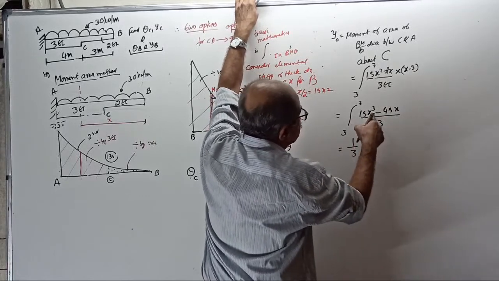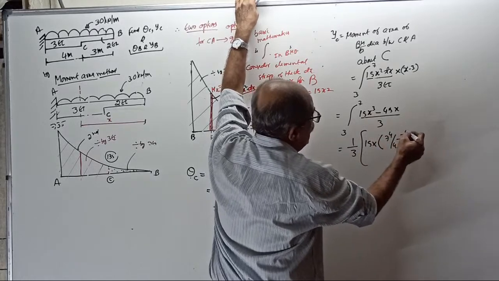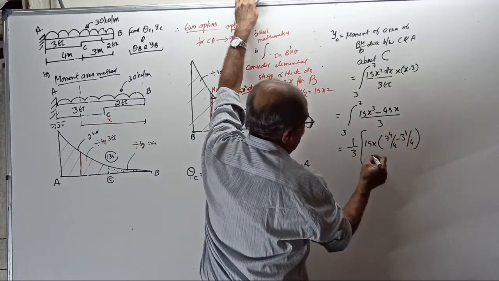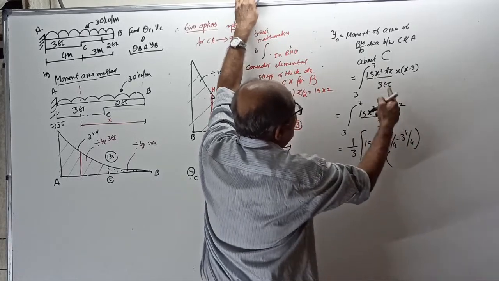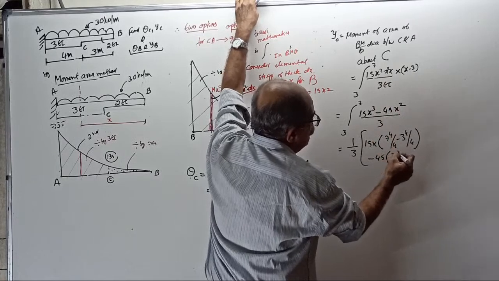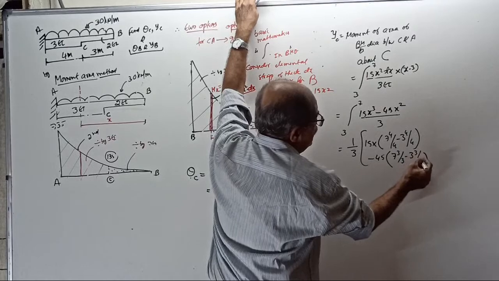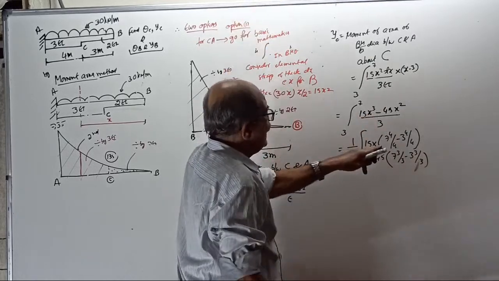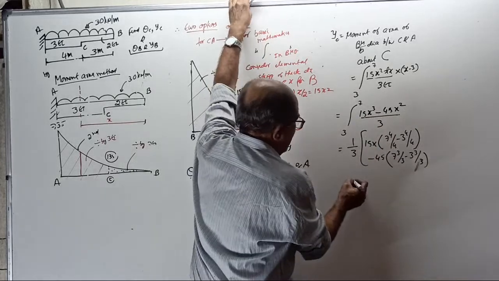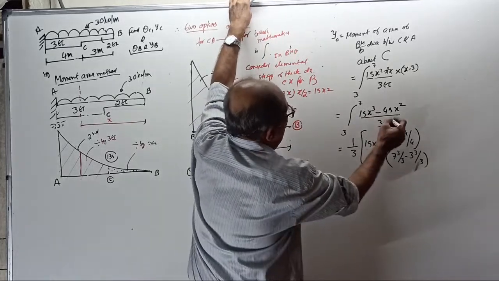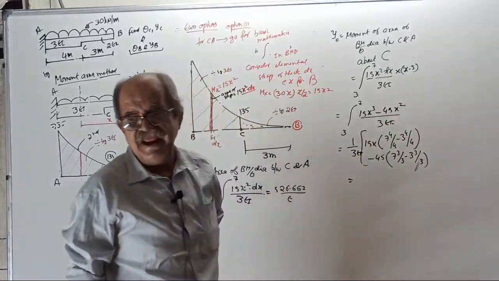Equal to 1 by 3 outside times what? 15 into x cube becomes x power 4 by 4, so 7 power 4 by 4 minus 3 power 4 by 4, plus minus 45 into x square, which becomes x cube by 3, so 7 cube by 3 minus 3 cube by 3. Why? Integration: x cube becomes x power 4 by 4, x square becomes x cube by 3. Tell the answer. I forgot, divide by EI. Okay, 3EI. Correctly tell the answer.